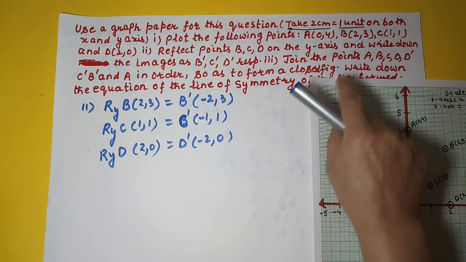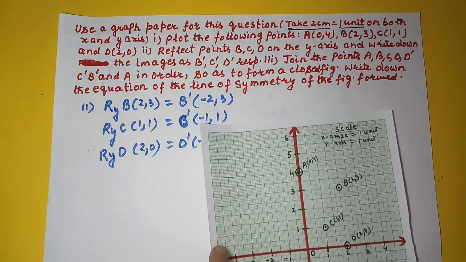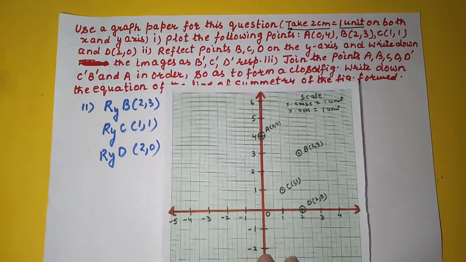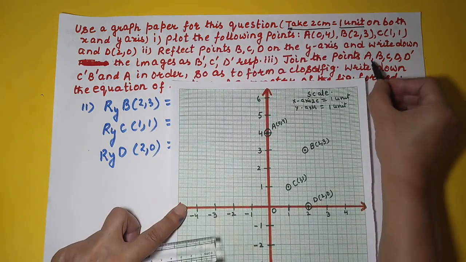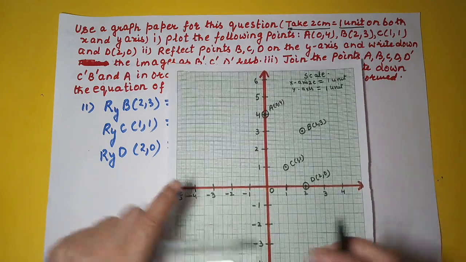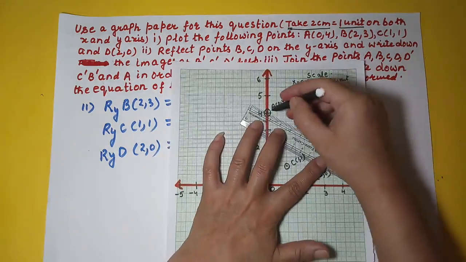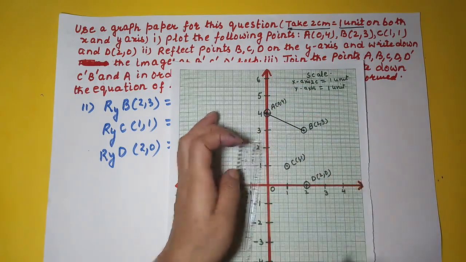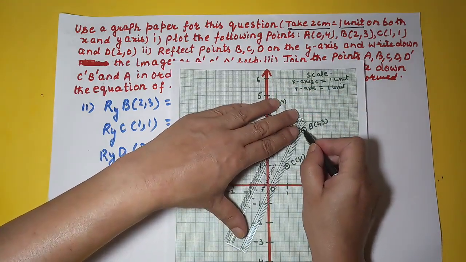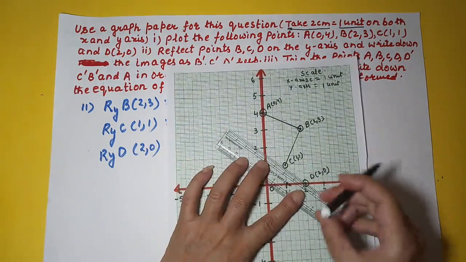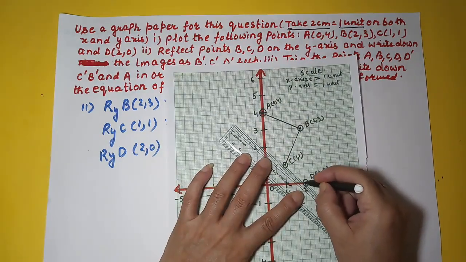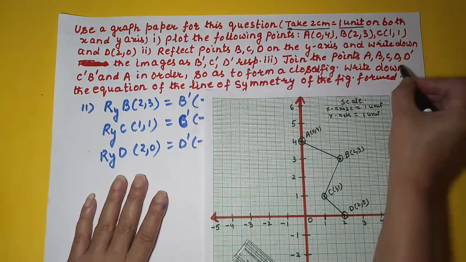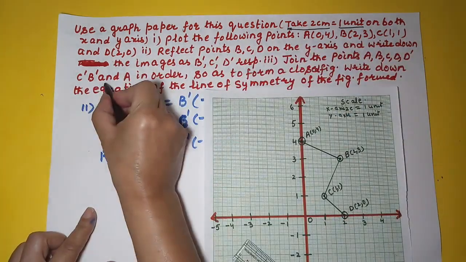Now he's saying join these points. Which points we have to join? Let's come back here and join these points. What are the points that we have to join? A, B, C, D. Okay, let's first join A, B, C, D. This is A and B. Then C. Okay, and then D. Okay, I have joined. Then D dash, C dash, B dash and A.